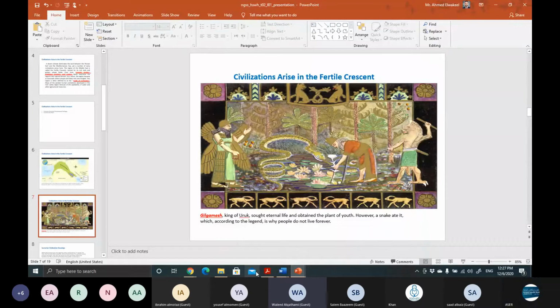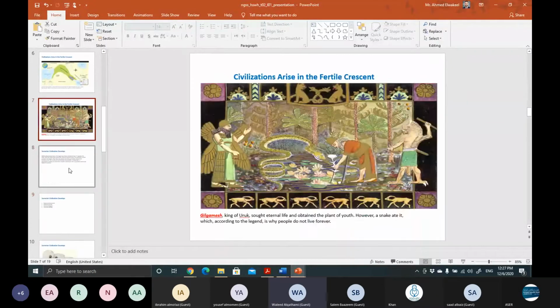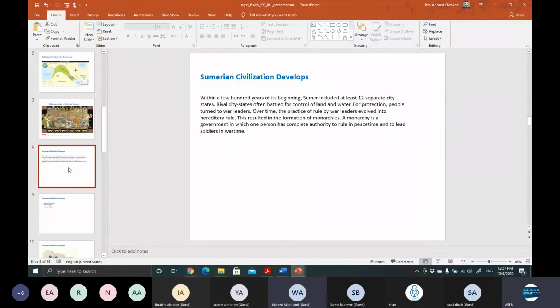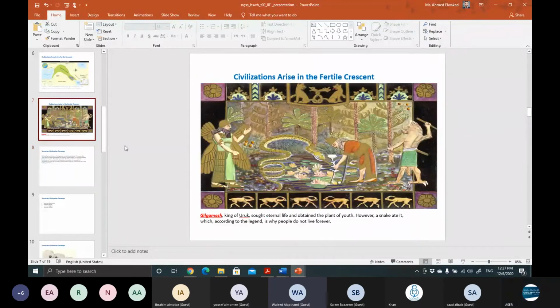Around 3300 BC, the world's first civilization developed in southeastern Mesopotamia, in a region called Sumer. The Tigris and Euphrates, how do you pronounce that? Euphrates. The Tigris and Euphrates rivers flow from the highlands of modern-day Turkey through Iraq into the Persian Gulf.